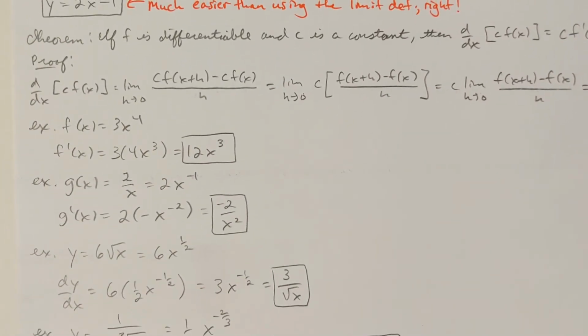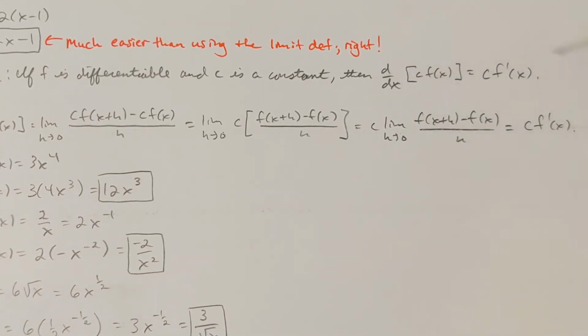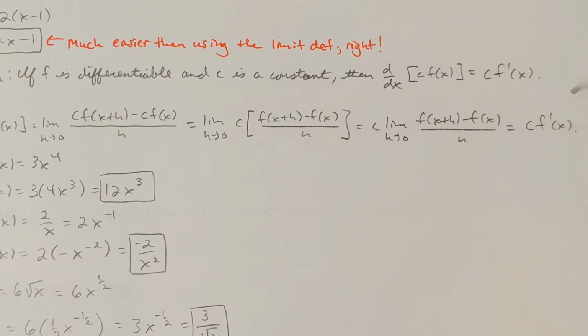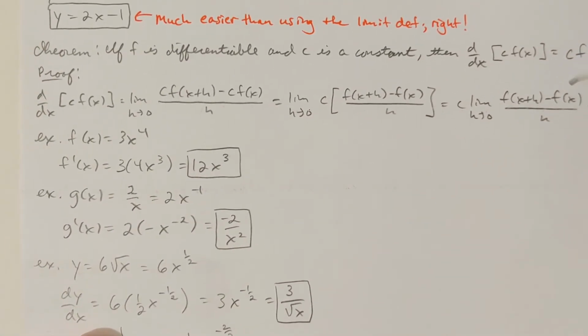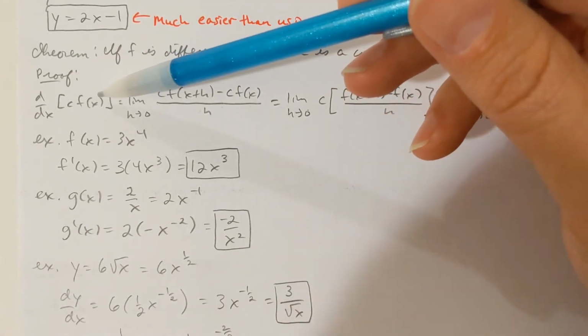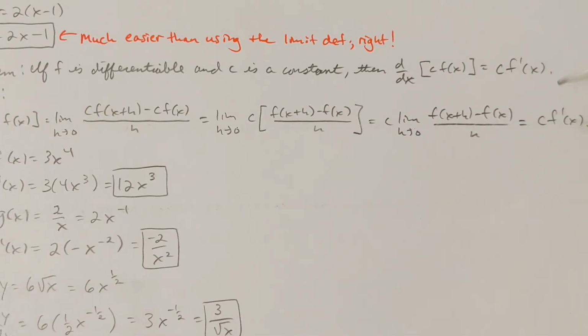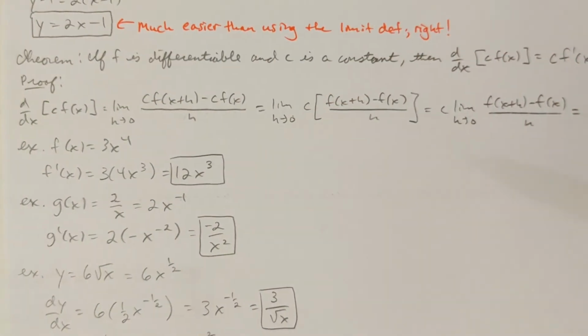Okay, here's another theorem. If f is differentiable and c is a constant, then constants can come out of derivatives. So let's take a look at a proof of that. I want to show that the derivative of a constant times a function is the same as the constant times the derivative of the function. In other words, constants can come out of derivatives.